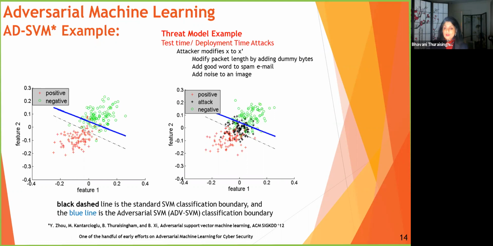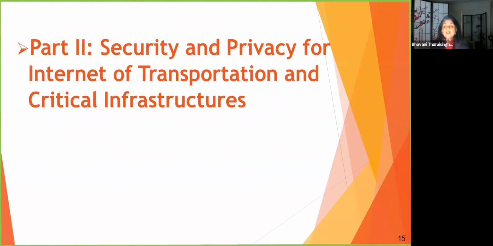So that's where we do a lot of mathematical calculations using game theory and so on. We have to move it to an appropriate position. That's the challenge. So a threat model, as I said: test time, deployment, attacker modifies X to X prime, modifies packet length by adding dummy bytes, adds good words to spam email, adds noise to an image, and so on.